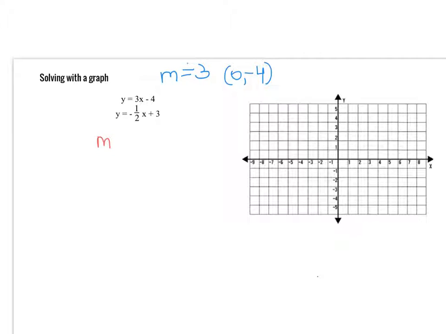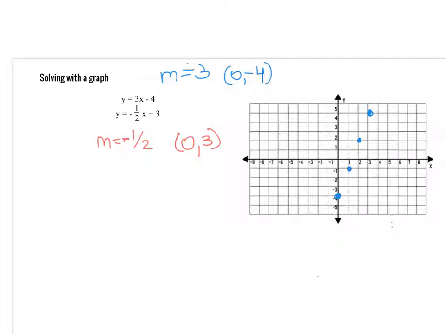Now the second equation has a slope of negative 1/2 and then has a y-intercept of 3. The first y-intercept, 0, negative 4, would be right here. And then my slope is 3. So I'm going to go up 3 over 1. Up 3 over 1. Do you see a line forming? I do. Now I'm going to draw a line.